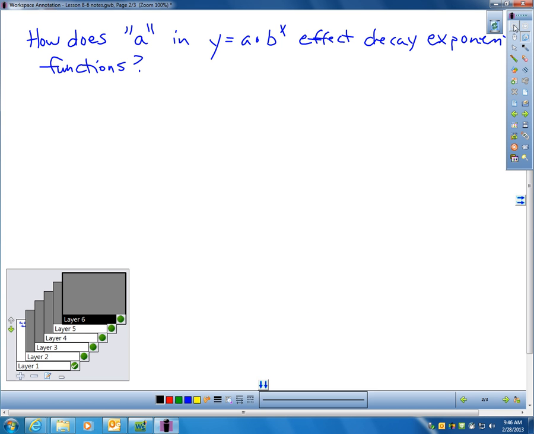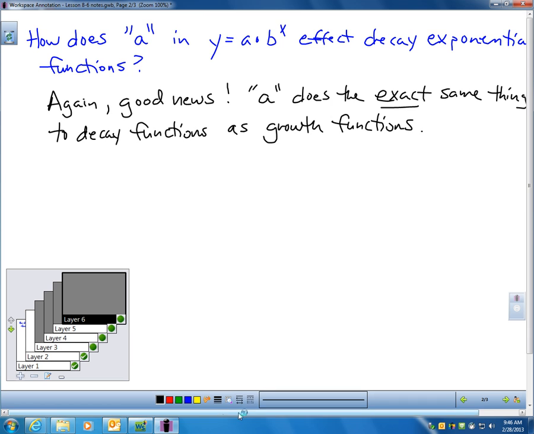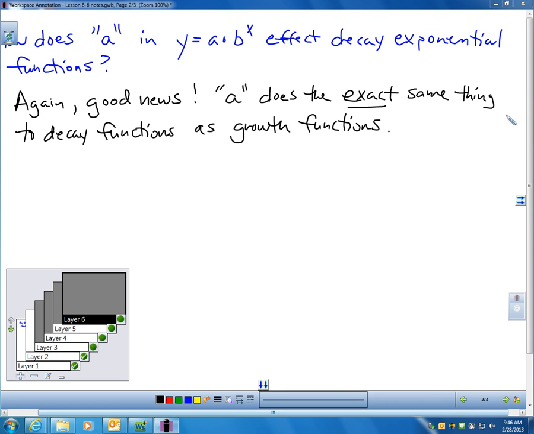How does the a value, remember we talked about this in my last video, I had you take out your calculator and we were graphing, how does the a value affect my equation y equals a times b to the x power in a decay function? And again, good news, it's exactly the same thing. The same effect that a had on the growth function happens on the decay functions. I think I'm going to show that real quick.